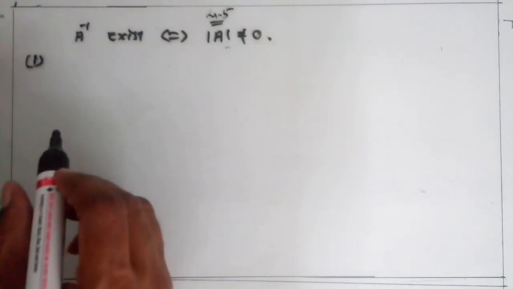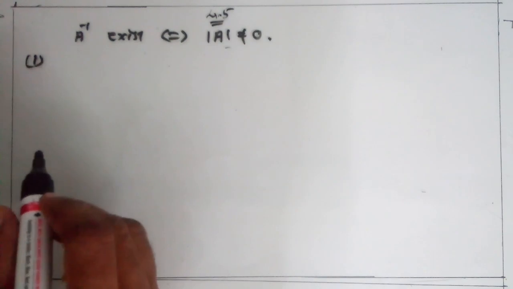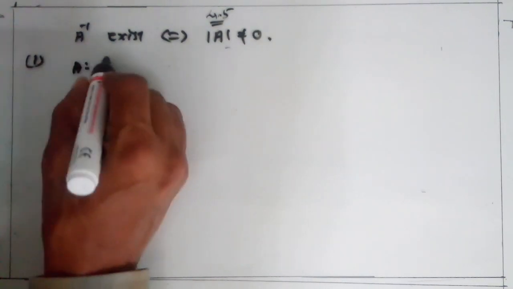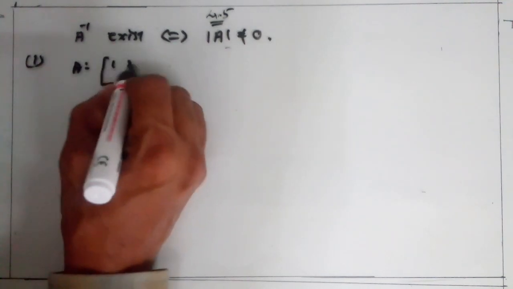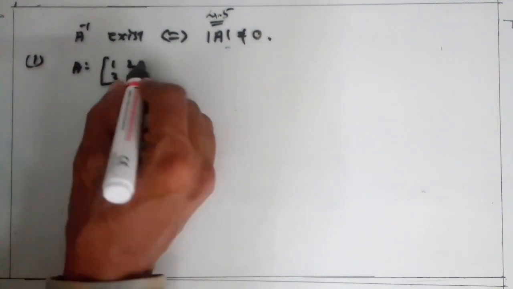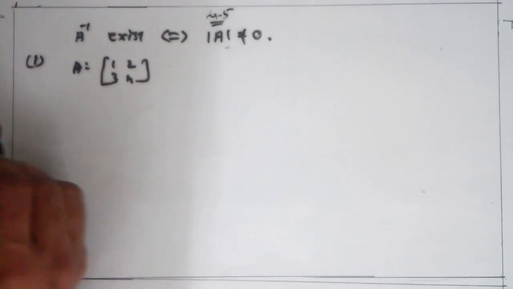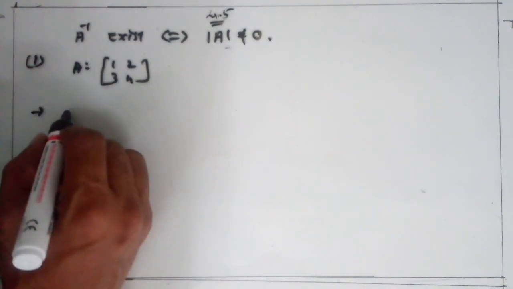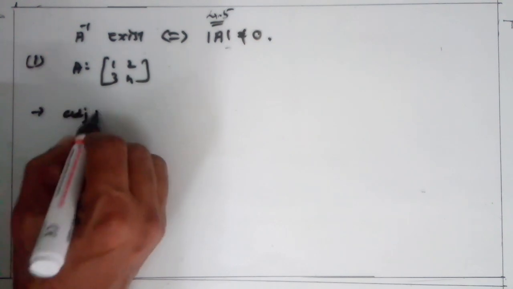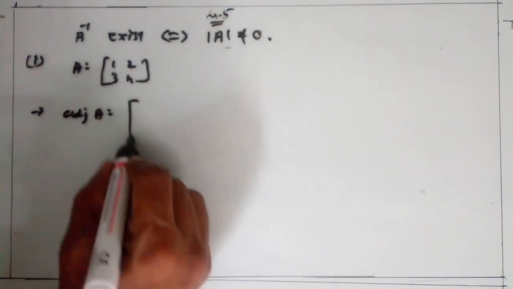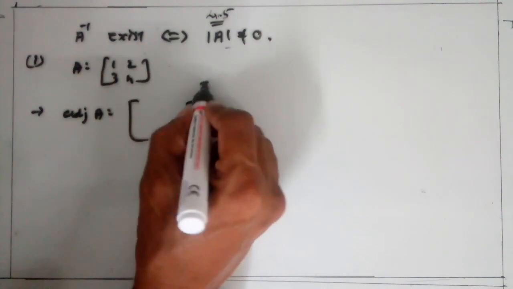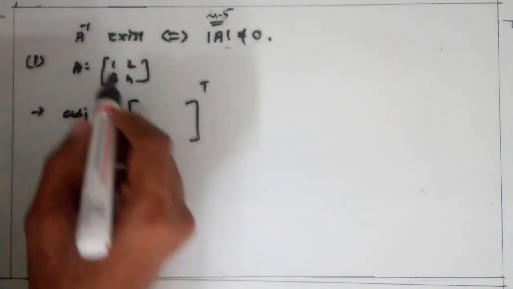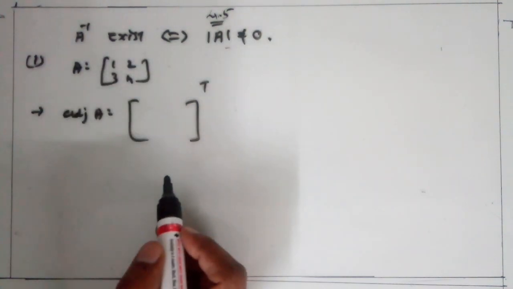Find the adjoints of each of the matrices in the first and second. For a matrix A, 1, 2, 3, 4. Remember this, how to find the adjoint of a given matrix. The adjoint of A is equal to, we know that, the transpose of the matrix obtained by replacing each entry by its cofactor.